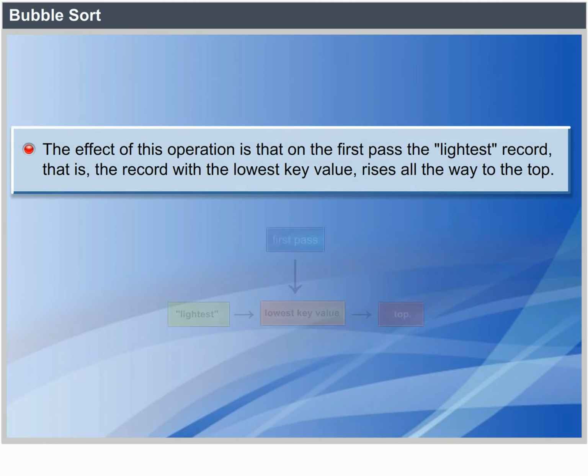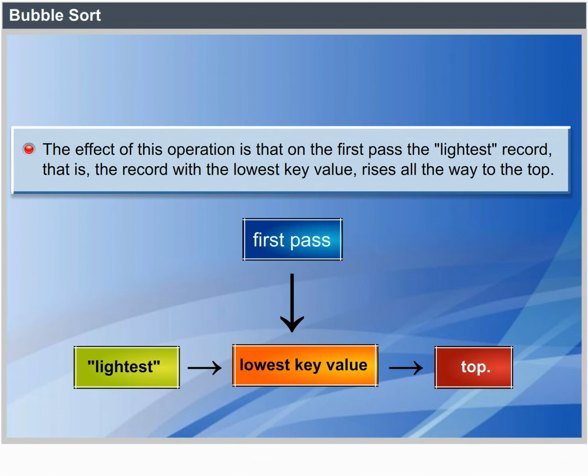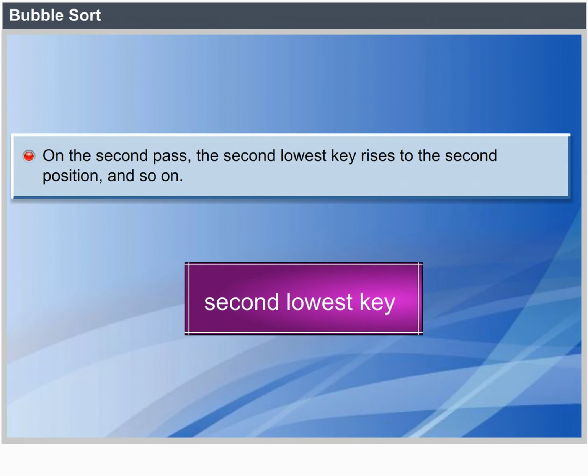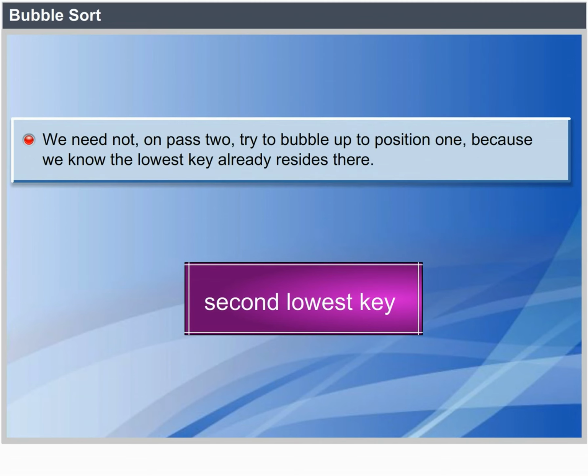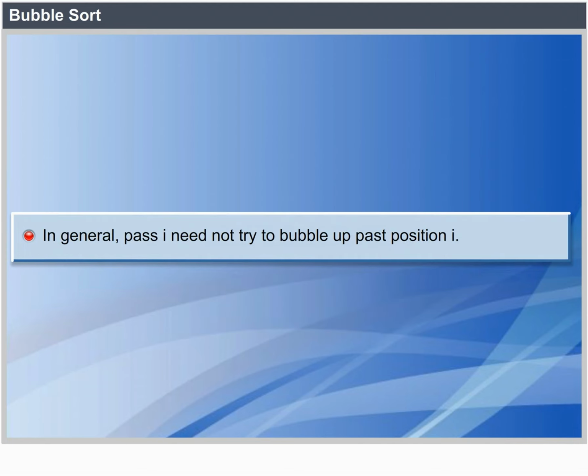The effect of this operation is that on the first pass, the lightest record, that is, the record with the lowest key value, rises all the way to the top. On the second pass, the second lowest key value rises to the second position, and so on. We need not, on pass 2, try to bubble up to position 1, because we know the lowest key already resides there. In general, pass i need not try to bubble up past position i.